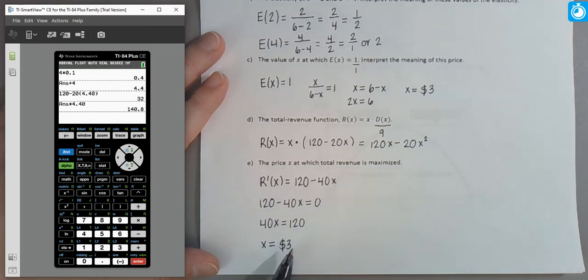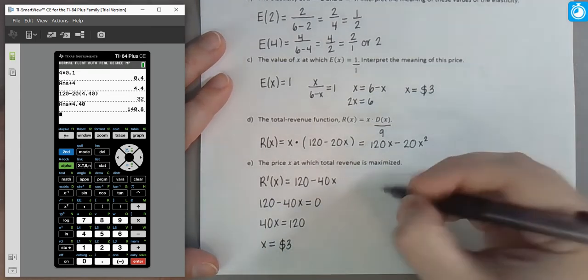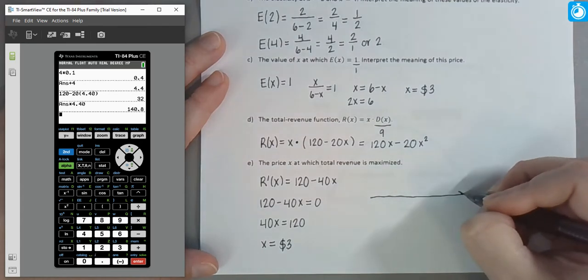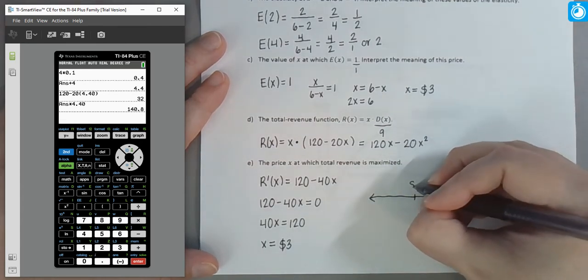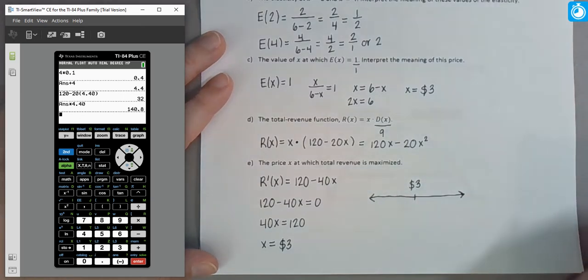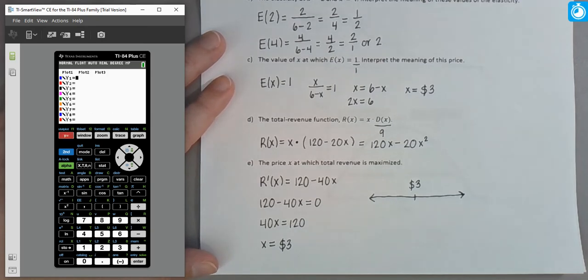Now, it's worth double checking to make sure that this does in fact represent a maximum. So remember, let's draw the sign chart. We want to determine what's happening to the derivative on either side of this critical value. If we were to look at the actual function, is it sloped upward, is it sloped downward, what's happening on either side of that critical value in order to confirm that we do in fact have a maximum.